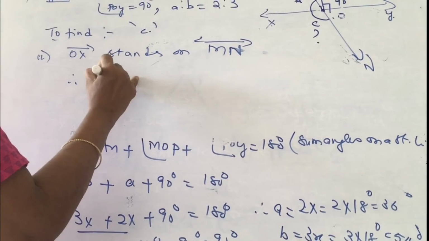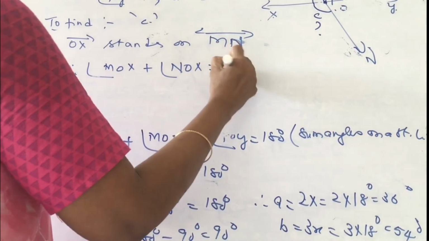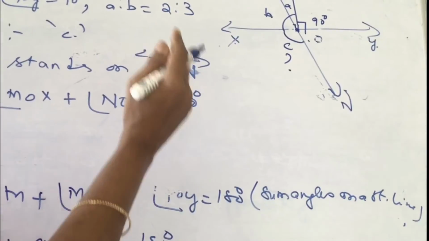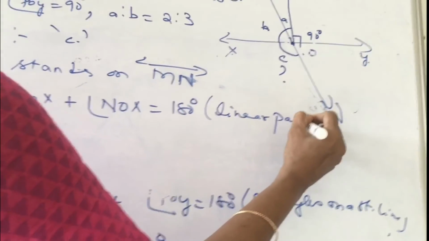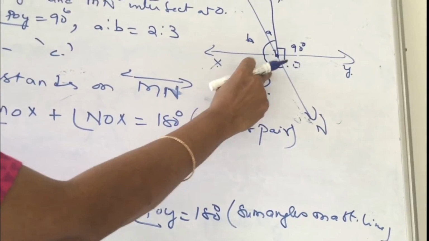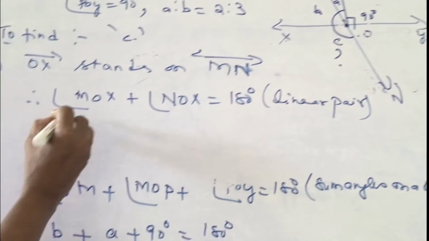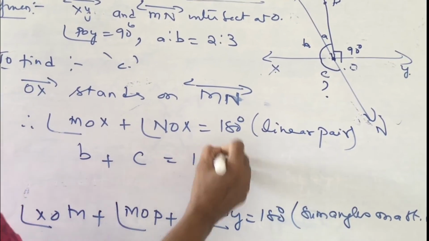Therefore, angle MOX plus NOX is equal to, they are side by side. They are on the same straight line. So what do you call them as? A linear pair. Two angles which are on the same straight line and the sum is 180 degrees form a linear pair. B plus C is 180.